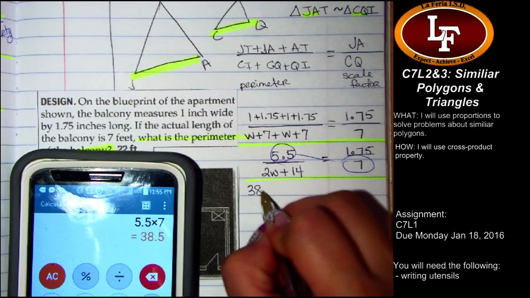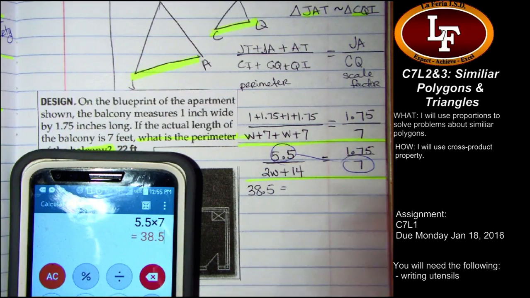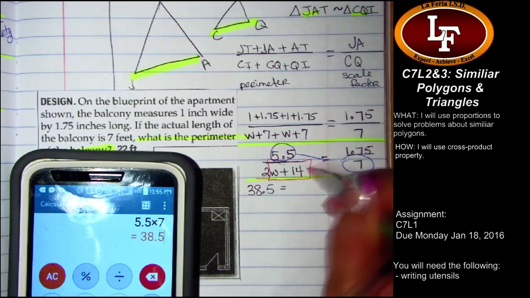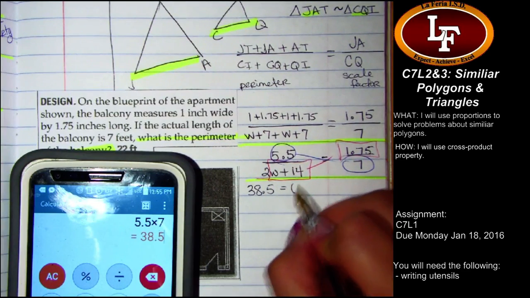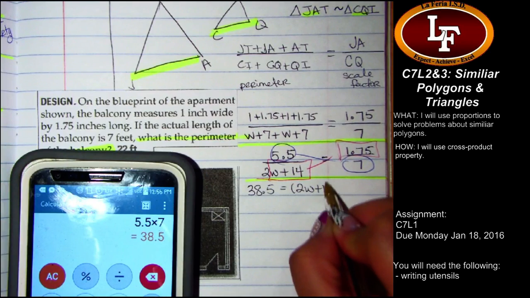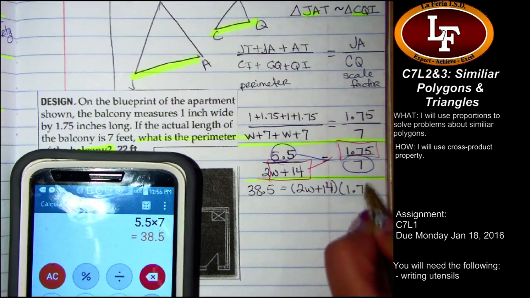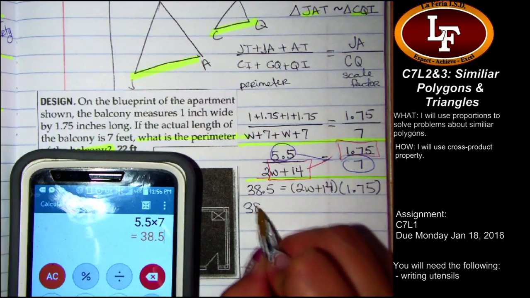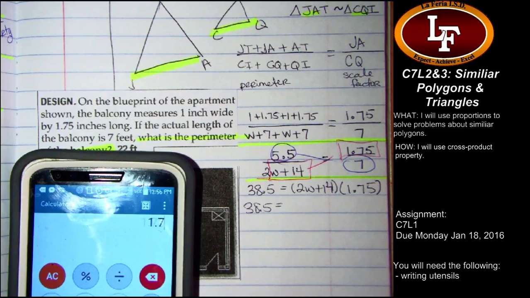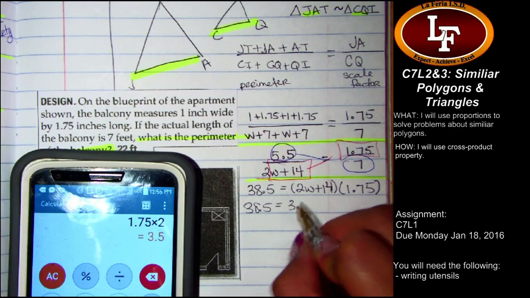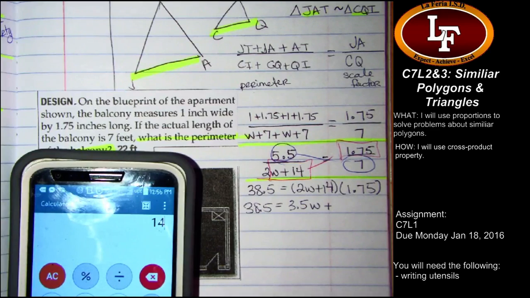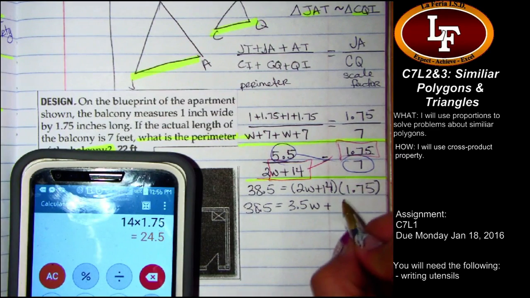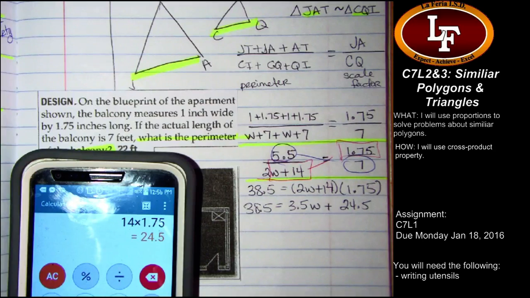Pocket calculator says that it is 38.5. Cross product property asks me also to multiply the means together. And again, I'm not going to think about this one. It's too hard for me to do that right now. So I'm just going to write down that I need to multiply them. Now I can do this distribution. It's easy for me to see what I need to do. 1.75 times 2 is 3.5. 14 times 1.75 is 24.5. Make sense what we're doing? Making sense? Yes? Somewhat? Yes.